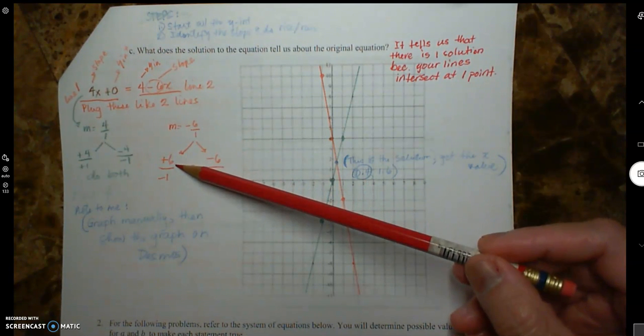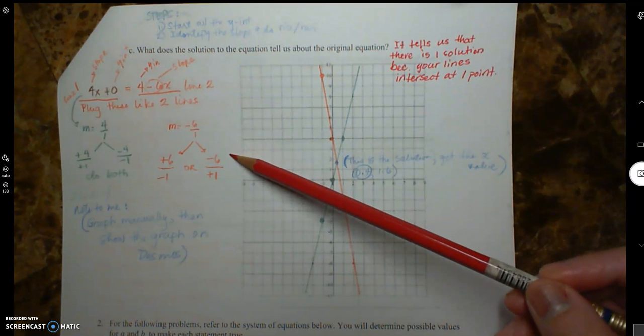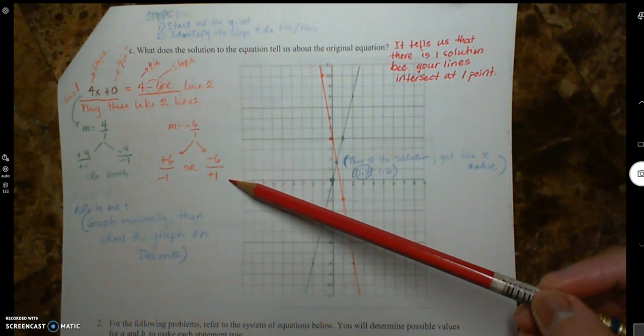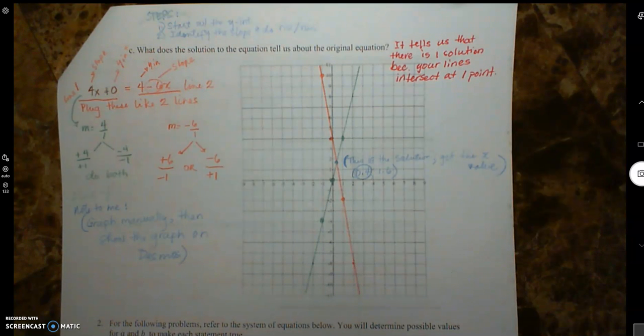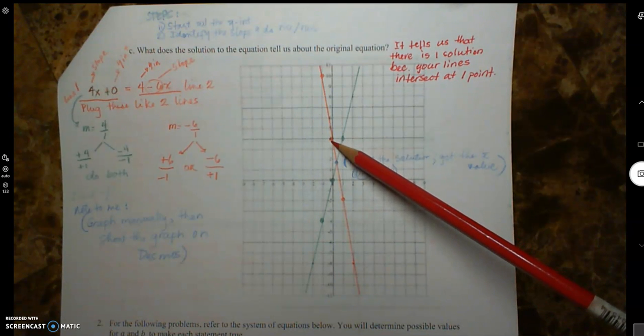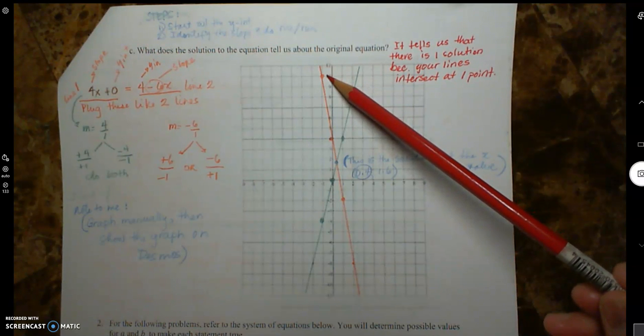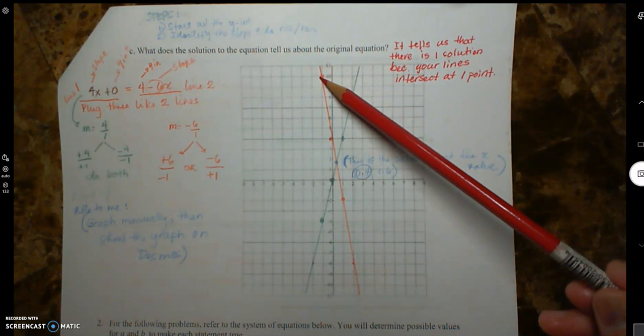So let's go back to here. So one possible way is positive 6 over negative 1, and the other one is negative 6 over positive 1. We're going to do both. Again, please concentrate on your red line. So we start with our y-intercept, which is a 4. We do the rise of 6, positive 6, and the run of negative 1. So that's movement to the left of 1.